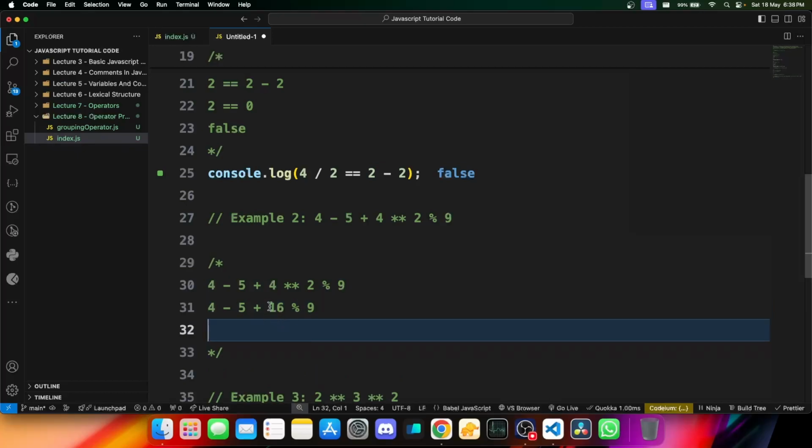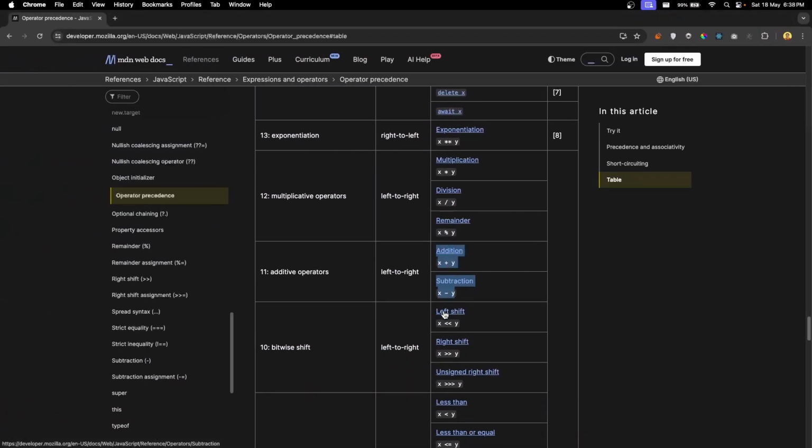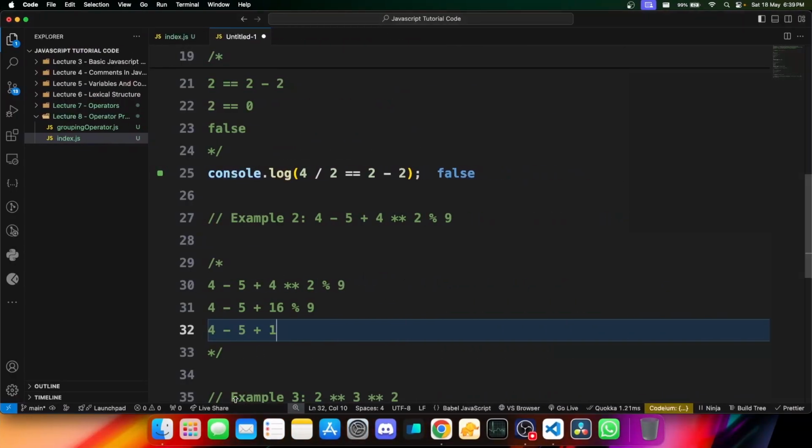And then finally, we solve this part. So this part would become 1. Okay. So we get that. And then finally, we try to see for negative and plus. Now they have the same precedence. So here you would follow the associativity, which is left to right, which means you have to start solving the equation from left and end up at the right.